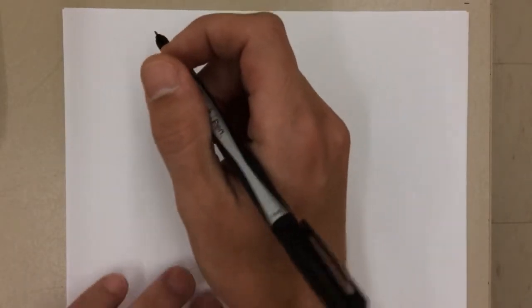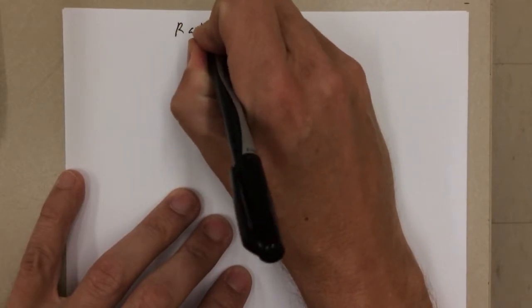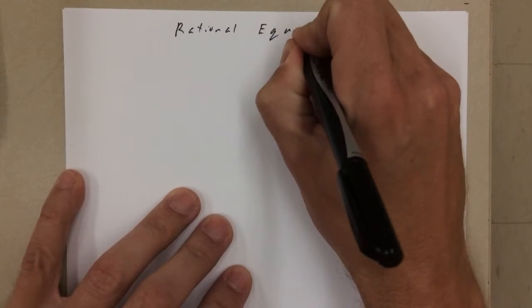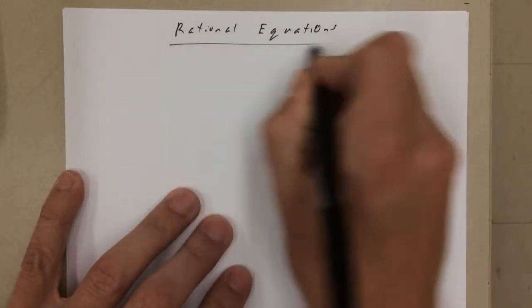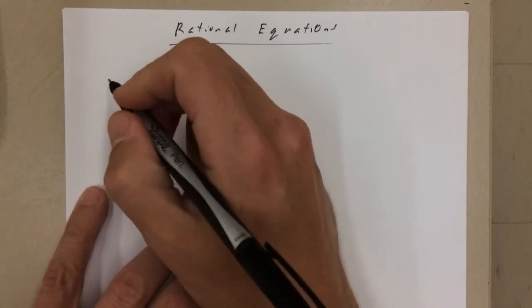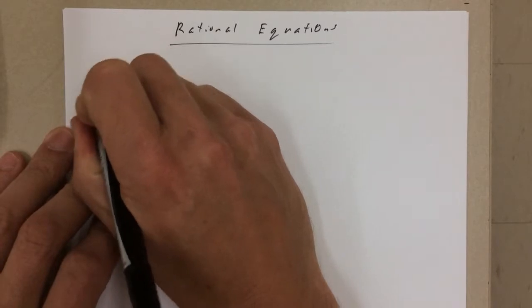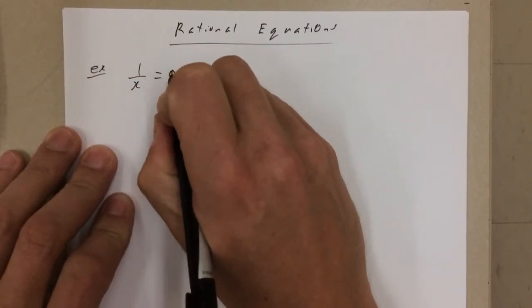Okay, in this video we're going to look at solving rational equations. So the first one we're going to look at is a very basic one: 1 over x equal to 0.